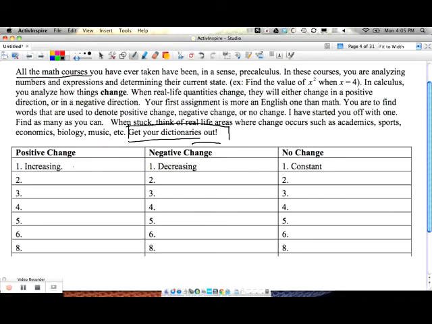The most common ones that we see in a math class are the words increasing, decreasing, and constant. We'll talk about slopes, I guess you could say. I'm going to give you one set that kind of goes along with this. It has to do with money. You guys would probably understand that pretty well. Positive change, you could think of like the word deposit. Negative change, that would be a debit or a debt.